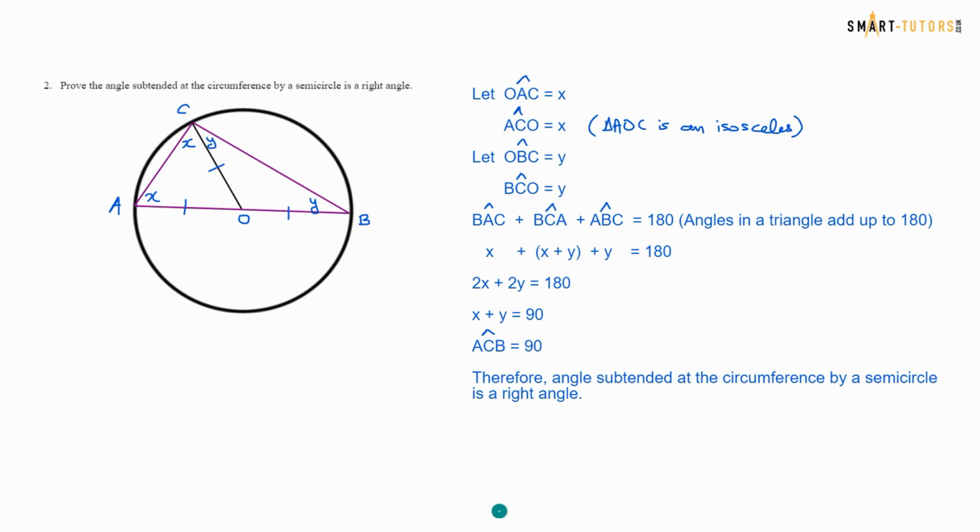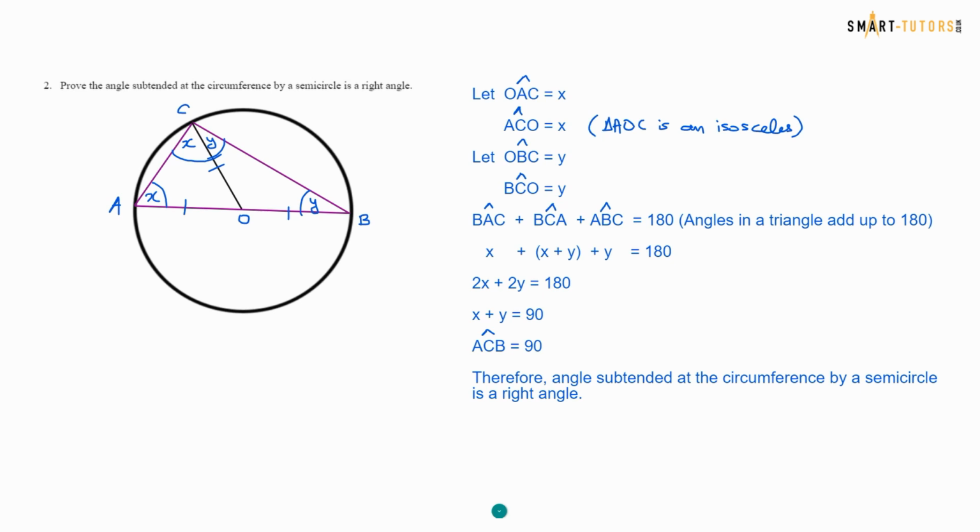Let OBC be y, then this is also an isosceles triangle, so BCO is also y. Now add all three angles of the big triangle: BAC is this angle, BCA is the total angle, and ABC is this y angle. All together they add up to 180 because angles in a triangle add up to 180. So BAC is x, BCA is x plus y, ABC is y. Adding all three angles, x plus x is 2x, y plus y is 2y, so 2x plus 2y equals 180.